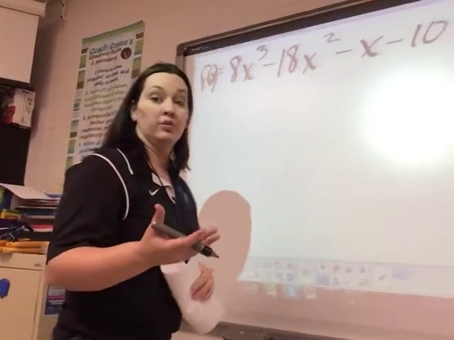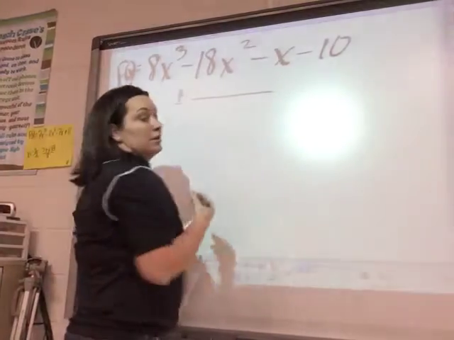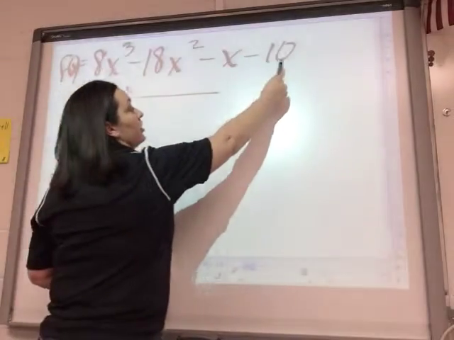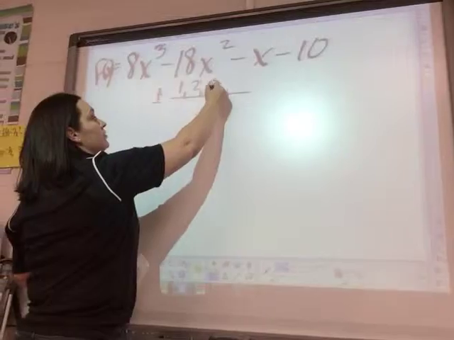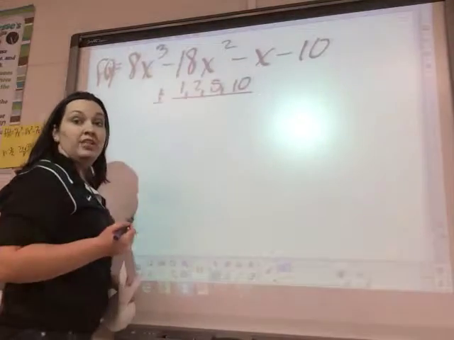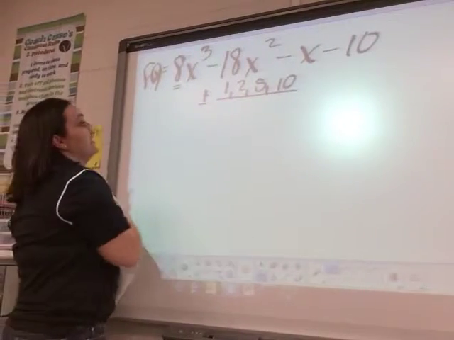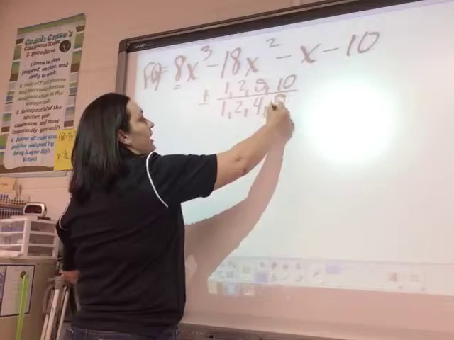Let's do our rational root theorem. And again, that's plus minus a fraction bar. The numerator of your fraction bar is all the factors of your constant term, so your 10. So 1, 2, 5, and 10. The denominator is going to be the factors of your coefficient of your leading degree, so the factors of 8: 1, 2, 4, and 8.